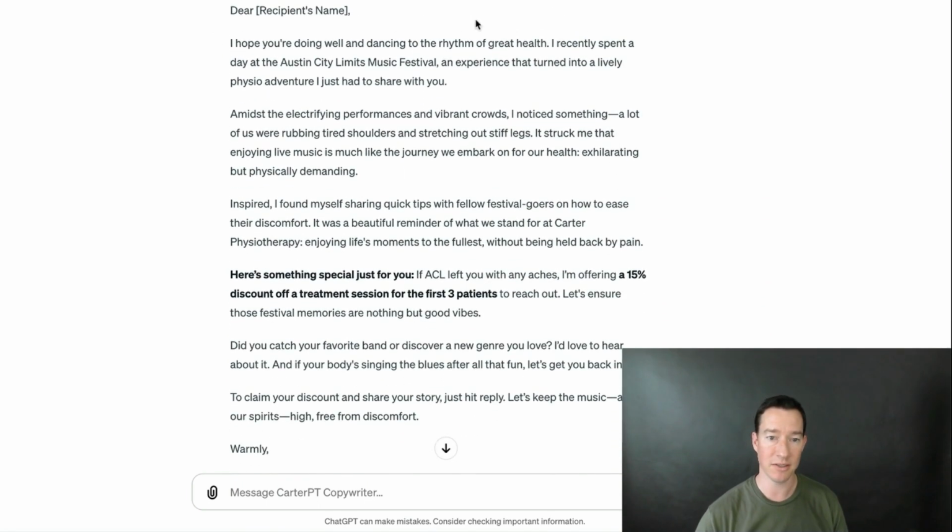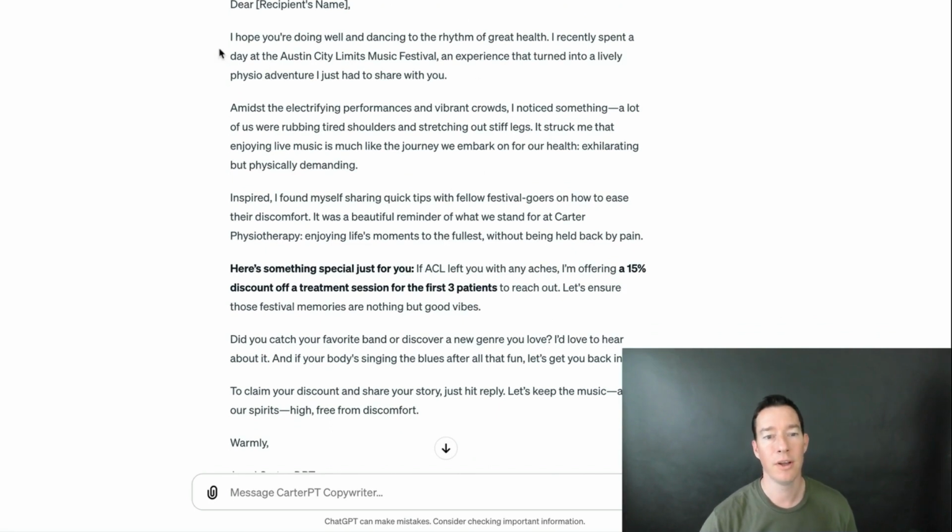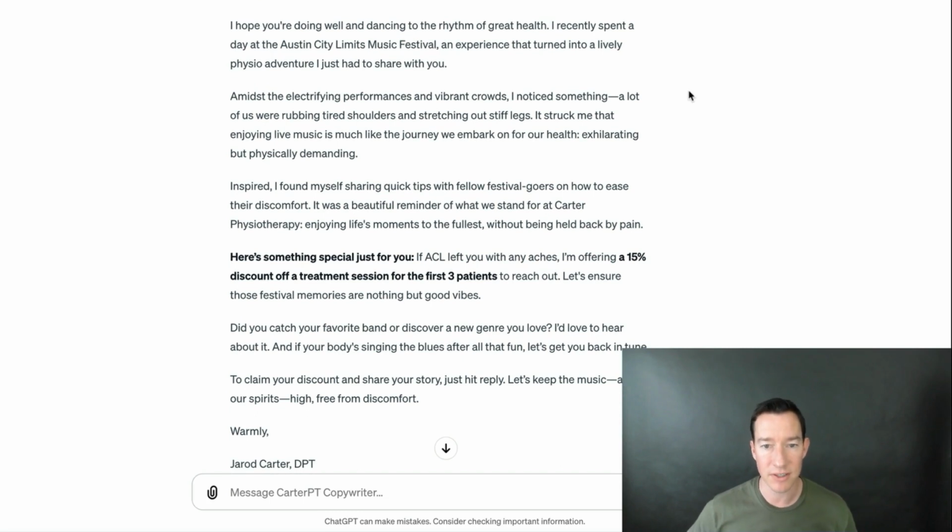And I would say this is a very usable email as is. I might take 1 or 2 minutes to do just a few little tweaks, but let me read it to you real quick here for continuity's sake. So, dear recipient, I hope you're doing well and dancing to the rhythm of great health. I recently spent a day at the Austin City Limits Music Festival, an experience that turned into a lively physio adventure I just had to share with you.